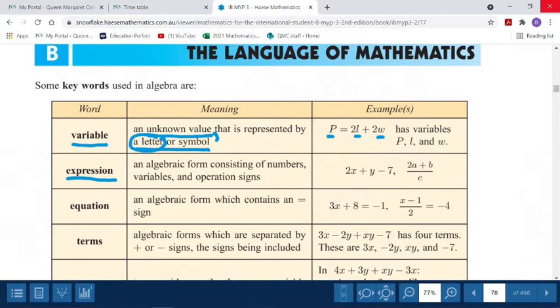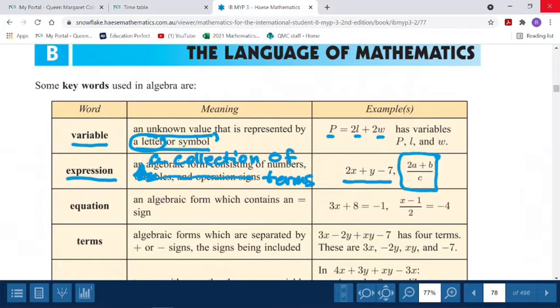The next thing we need to talk about is an expression. Now, I don't like their definitions, so I'm just going to tell you that an expression is a collection of terms. A collection of terms. And we'll talk about what a term is in just a moment, so you're not going to have to worry about that. So just a collection of terms. Okay. So if you look at this, 2x plus y minus 7, it's a collection of terms. 2a plus b over c, a collection of terms. Okay? And we usually define an expression by what it doesn't have rather than what it does have.